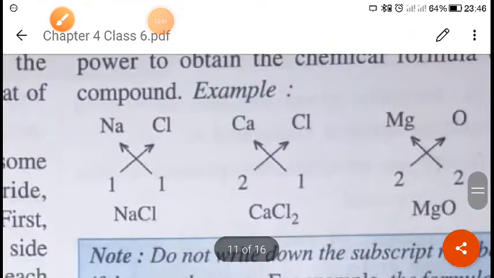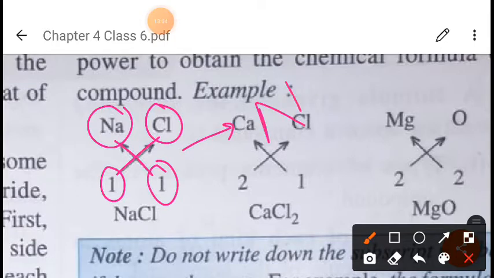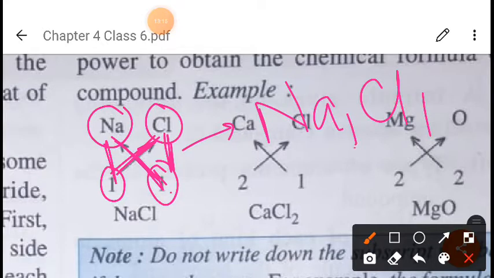As you can see, when you talk about sodium and chlorine, the combining power of sodium is what? 1, and the combining power of chlorine is 1. So how will we write? We will write by cross multiplication, right? Like this. Under Na we write the combining power of chlorine, which is 1, and under Cl we write 1. Because the two are the same, we just erase this 1 and simply write NaCl, right?